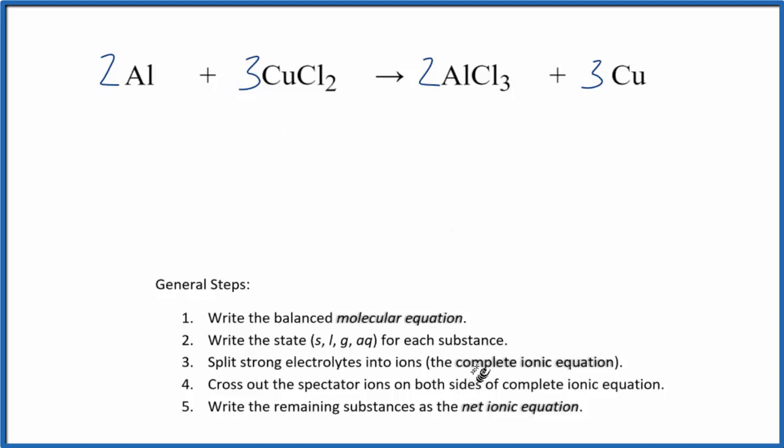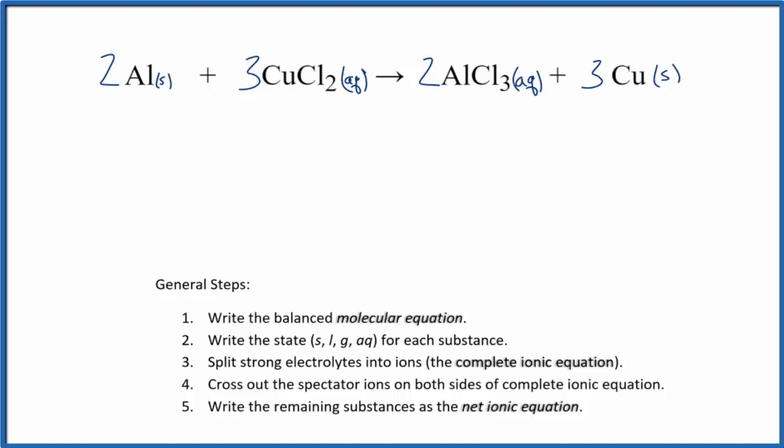Next, we need to write the states in. Aluminum by itself, that's a metal. We're just going to call that a solid. Copper(II) chloride, chloride's very soluble, so that will dissociate. It's a strong electrolyte. Put a little aq after that. And then aluminum chloride, we have this chloride here. We expect that to be soluble as well, aqueous. And then copper, that's a metal. It's going to be a solid. So we have our states.